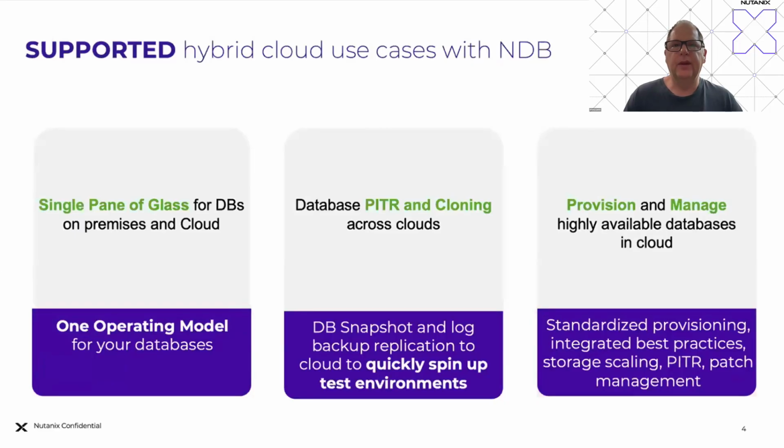So there are three hybrid use cases I want to highlight. One is simply just having a single pane of glass. What I mean by that is NDB is a software stack, and it can run in the cloud. It can also run on premises, and it can manage databases that are hosted both in the cloud and on premises. And what that means is you can pick the cloud where you want to spin up your database, and then all the automations, all the standards you defined in NDB, work the exact same way.